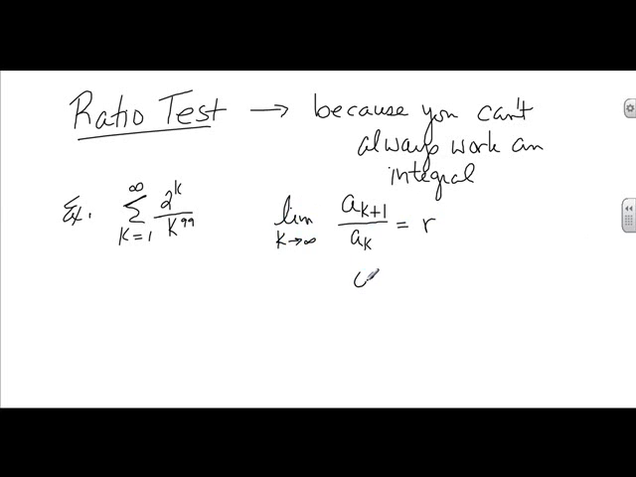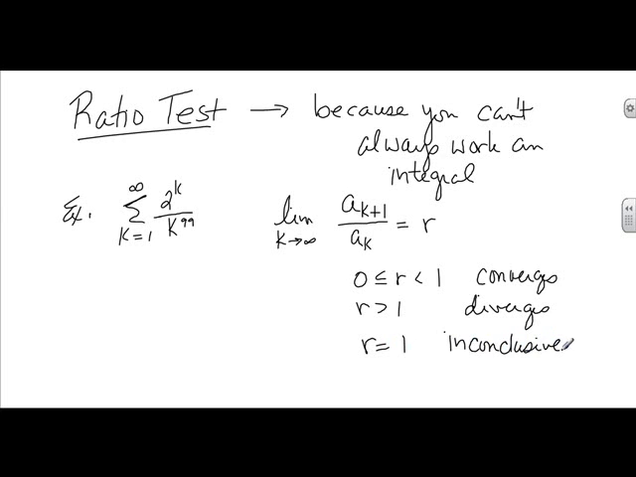If R is between 0 and 1, the series converges. If R is greater than 1, the series diverges. Greater than 1 includes infinity. Okay, very obviously greater than 1. And if R is equal to 1, then the test doesn't help, and you have to try something else. So if we get a value of R that's equal to 1, we've got to try something else.